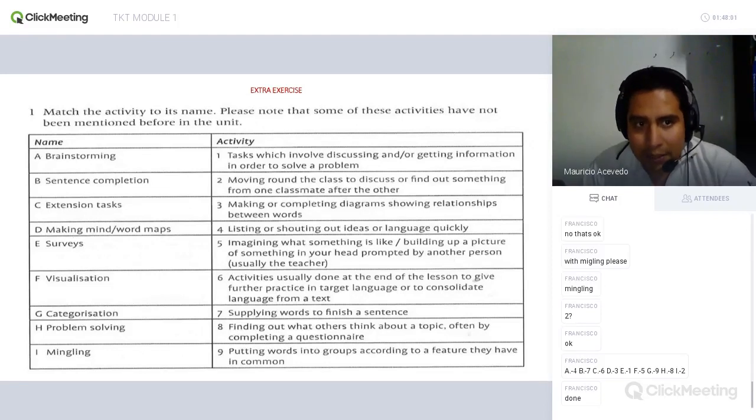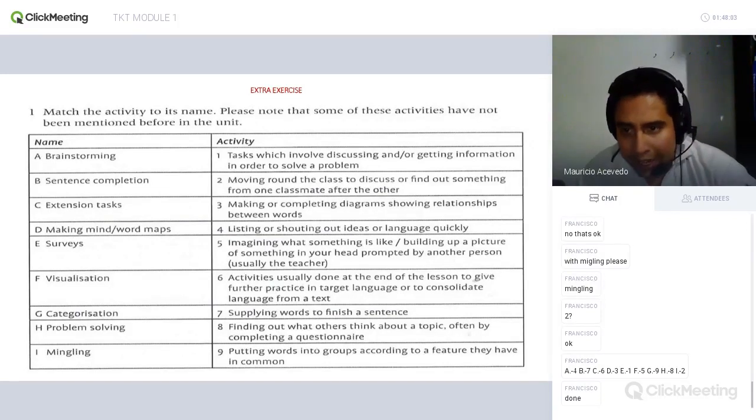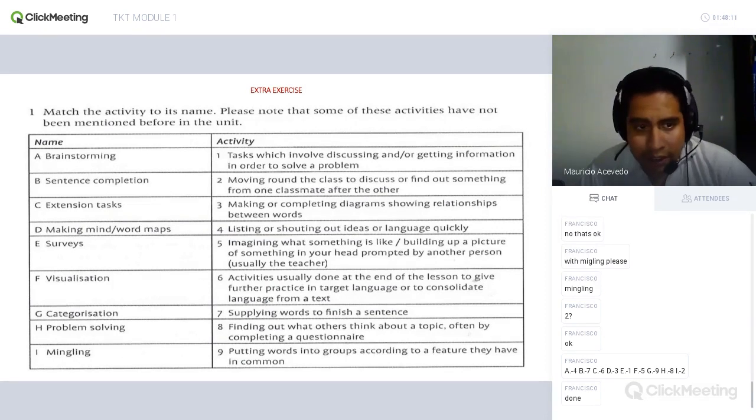Now, yes, I'm making my warm ups. Okay, complete a diagram. Letter E, it's 1: service, which is discussing and getting information. Very good. Letter F, it's 5: visualization, imagine that something is live, building a picture. Categorizing. Letter G, it's 9 for you: putting words in groups according to the feature they have in common.